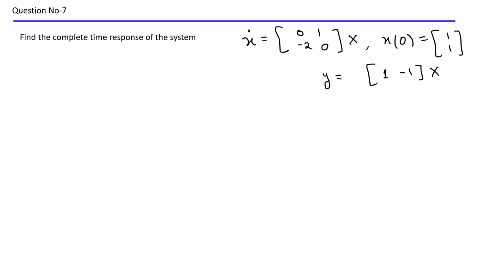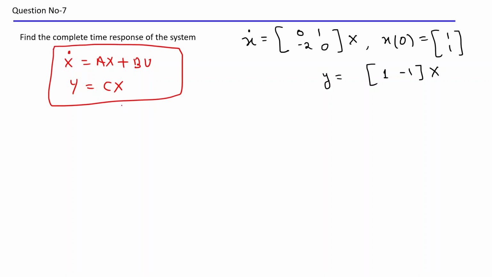This is the typical way we will proceed to the last part. Our main aim is to find the complete system response. So the complete system response is given. Now you see the equations, how the equations are given. X dot equals AX plus BU and Y equals CX. This is the general state vector.